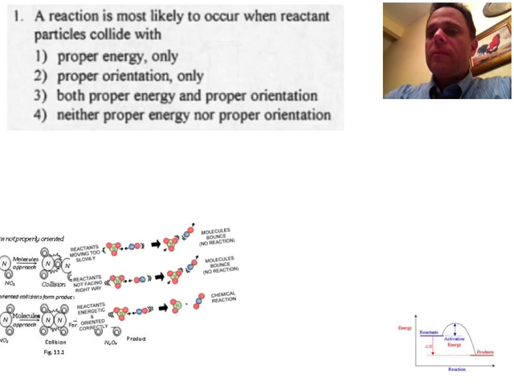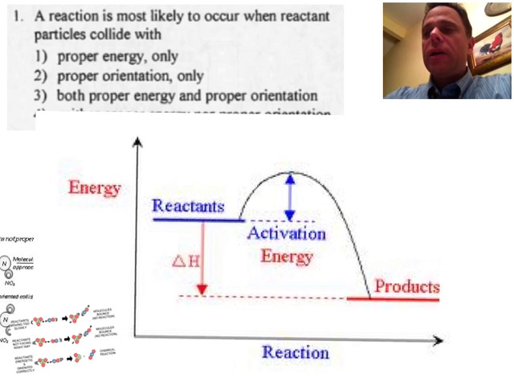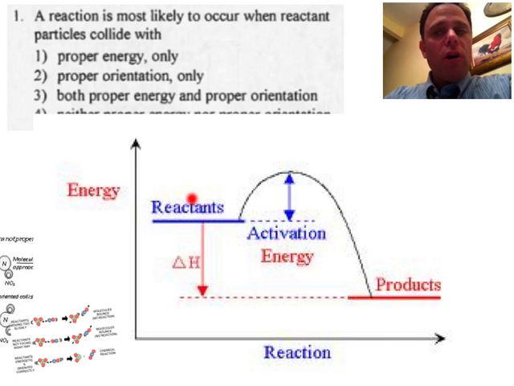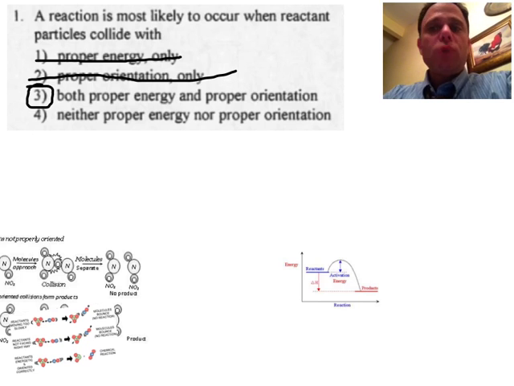And lastly, this image right here. This is our potential energy diagram, and it is showing you that here are our reactants. And the reactants have combined with the right amount of energy and activation energy to get over this hump to become the products. Inspecting the choices now. We have proper energy only. No, needs orientation. Proper orientation only. Nope. Both proper energy and proper orientation.